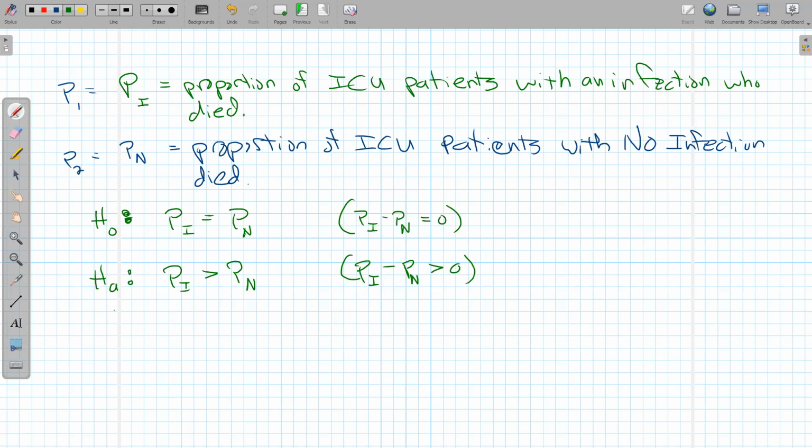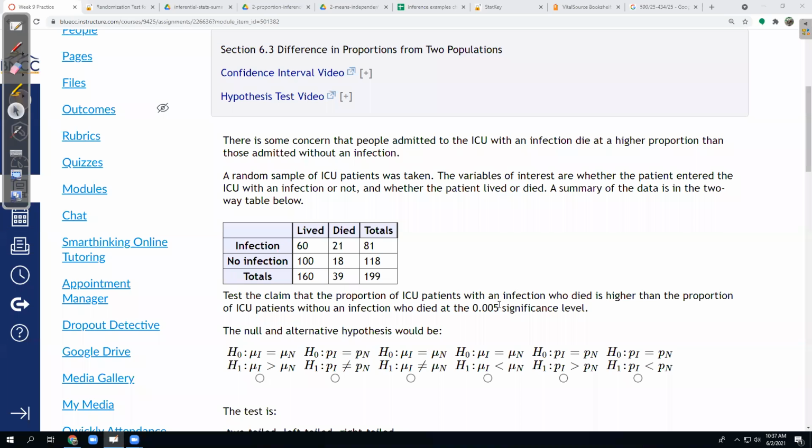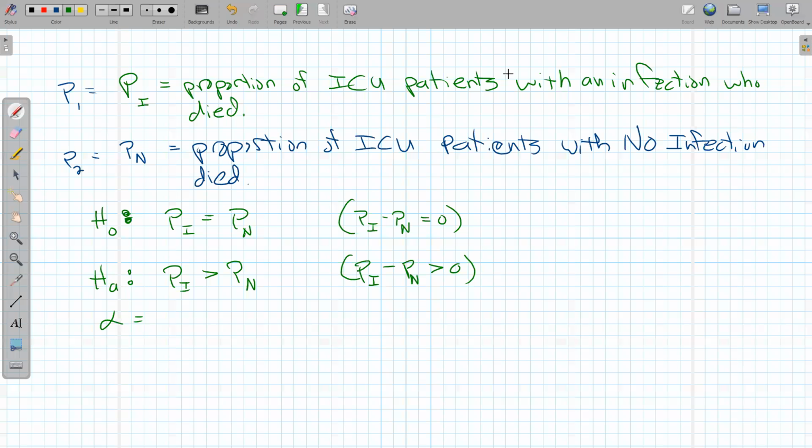And then alpha, I think an alpha was given, but I don't recall. Let's go look. Here I was given an alpha of 0.5%. Okay, so I guess I have that ready.